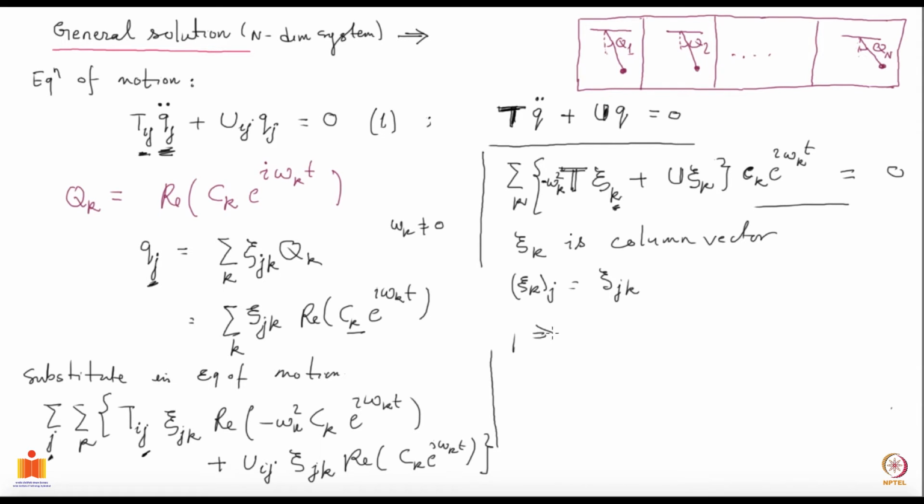So this implies that minus omega square, I'm just dropping the k, okay. So the following should happen: t xi plus u xi should be equal to 0, because your c_k's are arbitrary, determined by the initial conditions. So that's what the xi should satisfy.